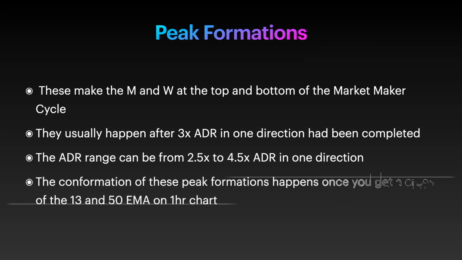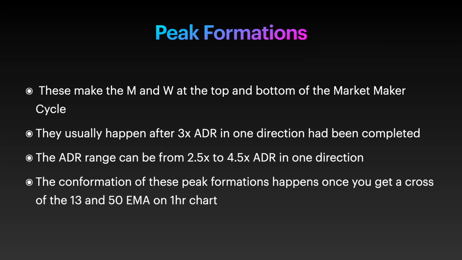The confirmation of these peak formations happens once you get a cross of the 13 and the 50 EMA on the 1-hour chart, meaning that once the M forms or the W forms at the bottom, it's confirmed on the 1-hour chart once you get a crossover of the 13 and the 50 EMA. Once that crossover happens, typically that's when you start to see consolidation of a level, basically level 1.